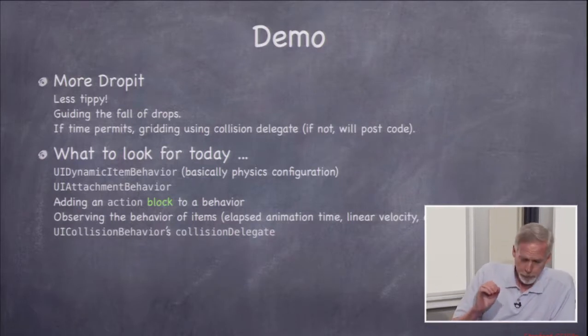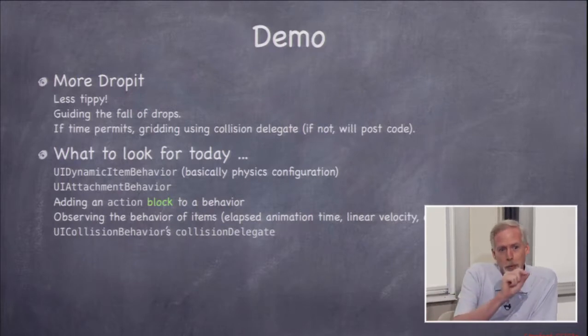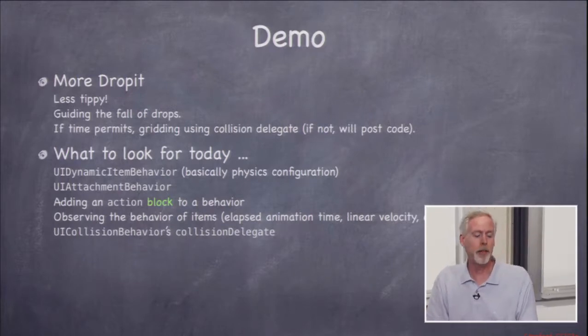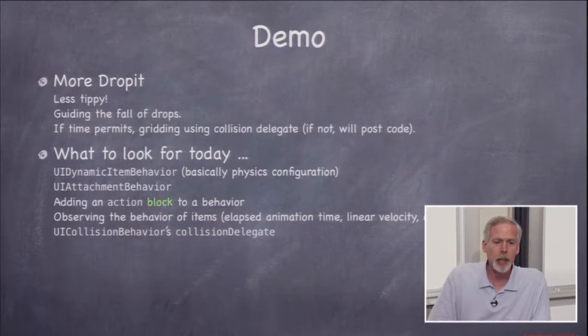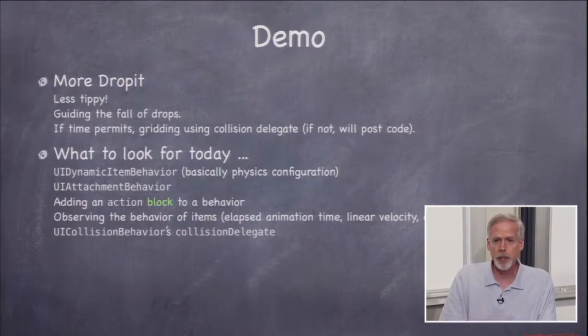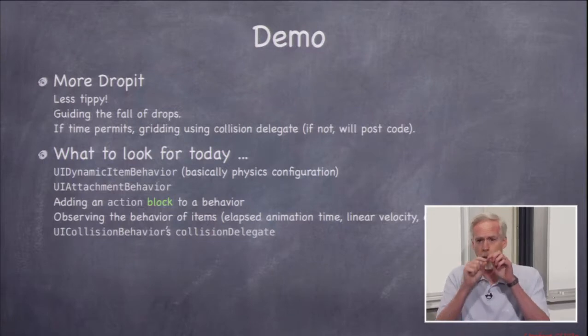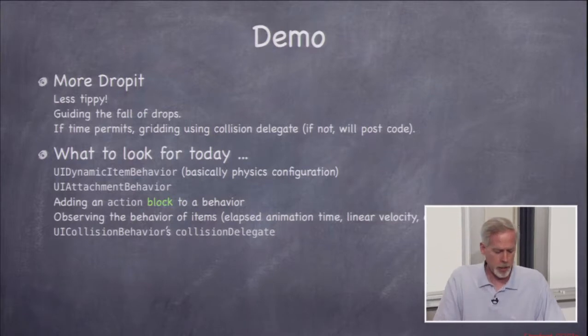Then what I'm going to do is use an attachment behavior so that as a block falls, we can grab onto it, okay? And then we can swing it around and pick which stack we want to drop it in and then let it go. And then the last thing I'm going to do is use the action block of that attachment behavior to animate that and show the attachment. I'm just going to draw a little line to show it. So there's quite a bit to show there. I don't think we're going to have time to do this collision delegate thing, but I'll post the code for that so you can see what that's all about.